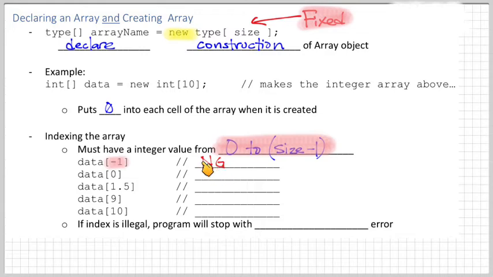This is no good. Data 0 is fine. That's legal. Data 1.5 is illegal. That's the same as Python. We could not do this in Python. Data 9 is okay, but data 10 is not okay because there are only valid indexes 0 through 9. And just like in Python, this is illegal. So this is the only twist, the only difference in terms of indexing.